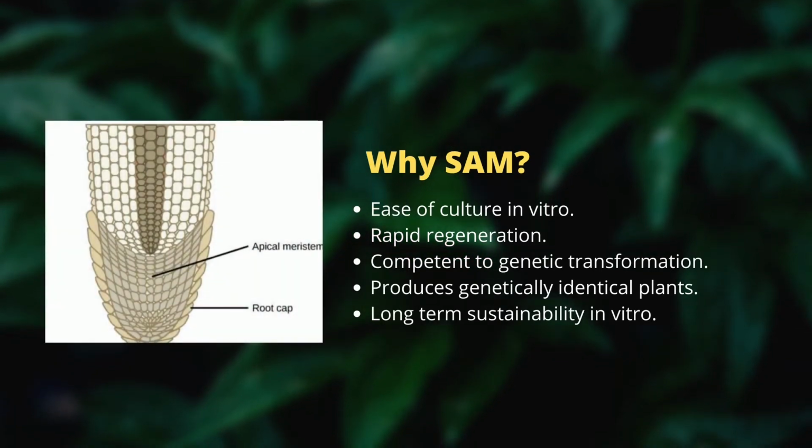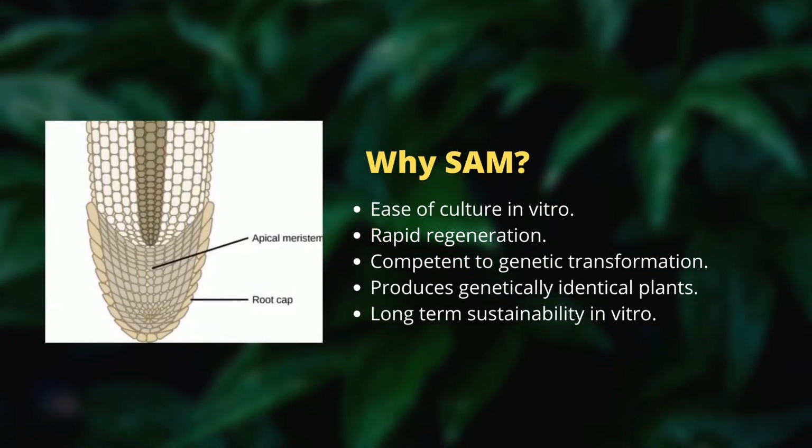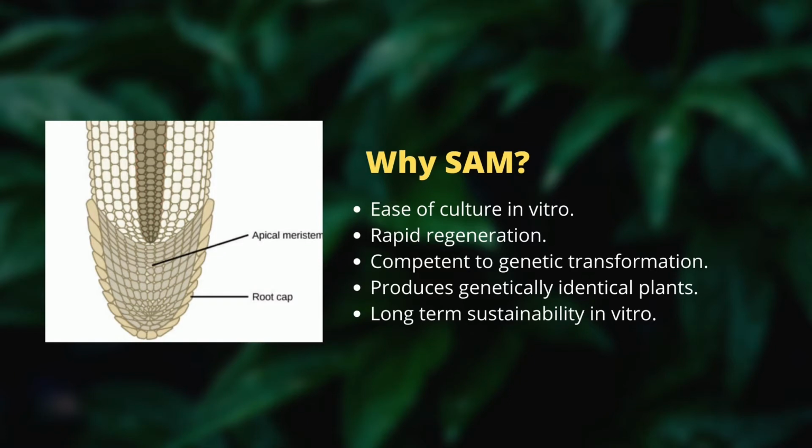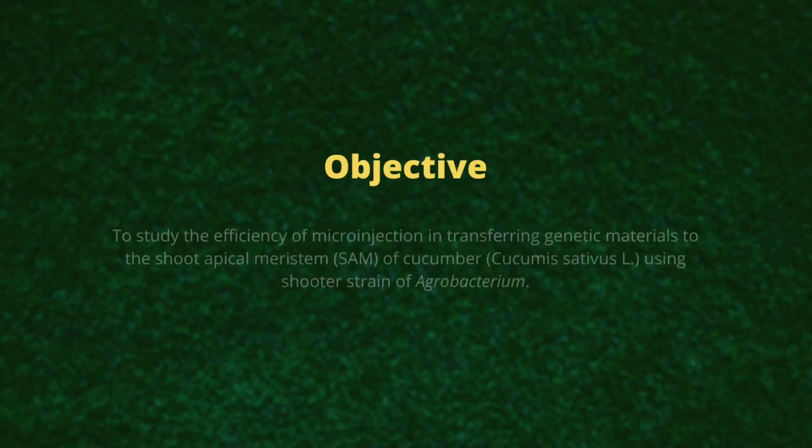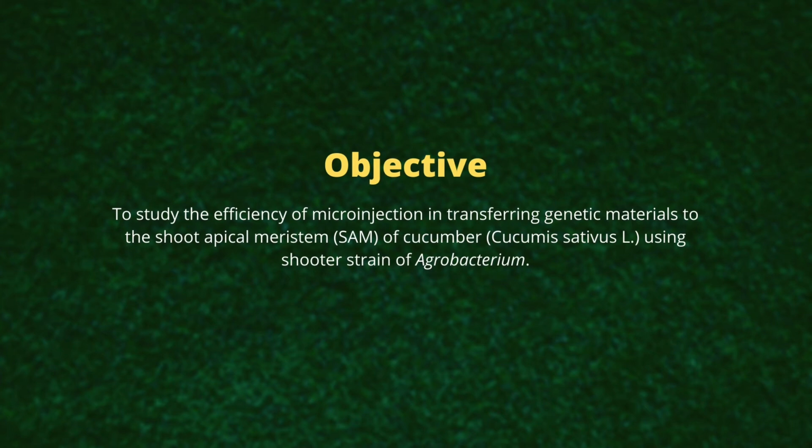Firstly, it is easy to culture in vitro. Second, it is known for its rapid regeneration. Third, it is more competent to genetic transformation and also produces genetically identical plants. Lastly, it sustains for a much longer time in vitro. The ultimate objective of the study is to study the efficiency of microinjection in transferring genetic materials to the shoot apical meristem of cucumber using the shooter strain of Agrobacterium.